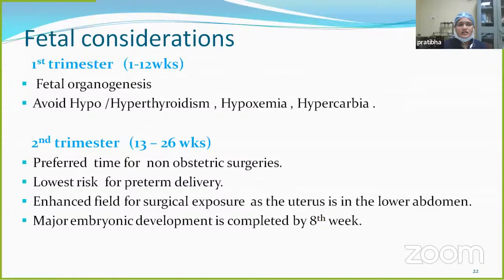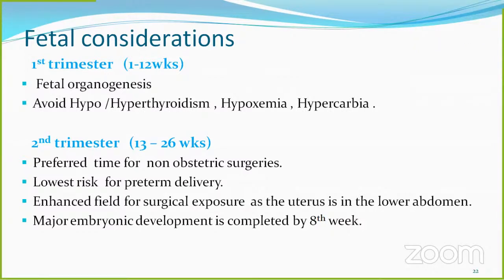Coming to fetal considerations, in the first trimester, the first 12 weeks, fetal organogenesis starts. So avoid hypothyroidism, hyperthyroidism, hypoxemia, and hypercarbia. The second trimester is preferred for non-obstetric surgeries. It has the lowest risk of preterm delivery, and the uterus is in the lower segment, giving a better field for surgical exposure, and major embryonic development is completed by the 8th week.